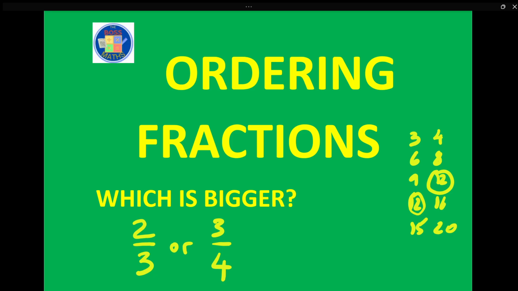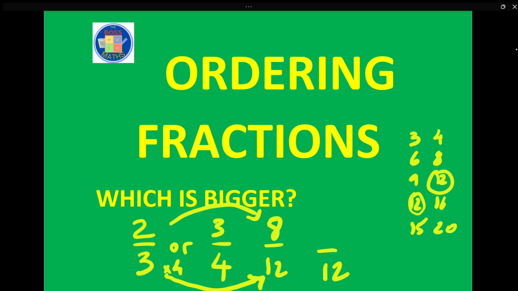So the 2/3 one, both into 12. So we look at the first one. What do you do to 3 to get to 12? You times by 4. So we do the same to the top. 2 times 4 is 8. Same for the second one. What do you do to 4 to get to 12? You times by 3. 3 times 3 is 9.